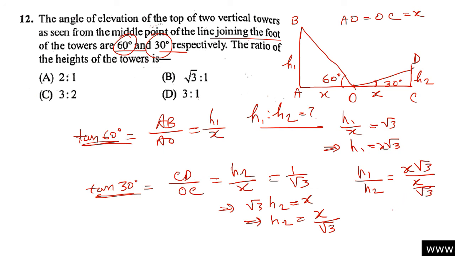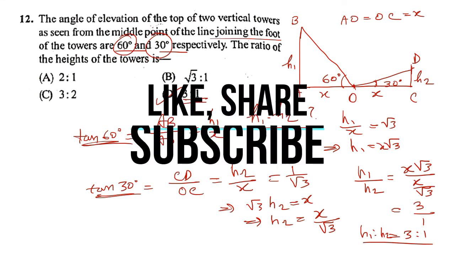So what would be? 3 on the top, 1 on the bottom. Because X will cancel each other out and it will be 3 by 1. So H1 is to H2 would be 3 is to 1. And option D carries the ratio of 3 is to 1 here. So that should be our correct answer, isn't it?